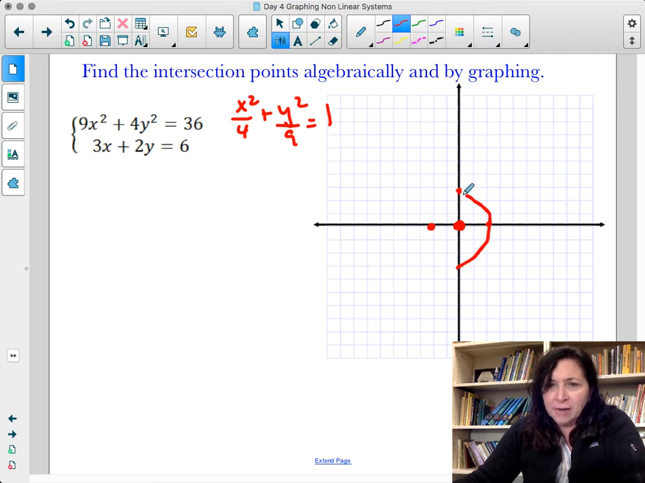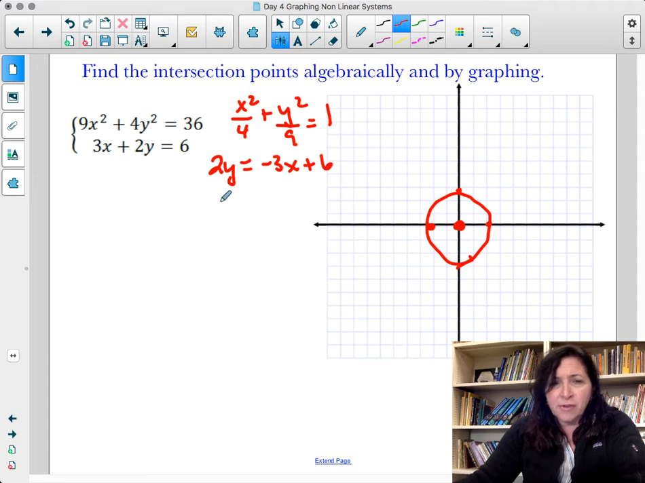And I'm going to connect my points because it's an ellipse. This one is a line. I'm going to graph that by solving for y. So 2y equals negative 3x plus 6. Divide through by 2. I get y equals negative 3 halves x plus 3.